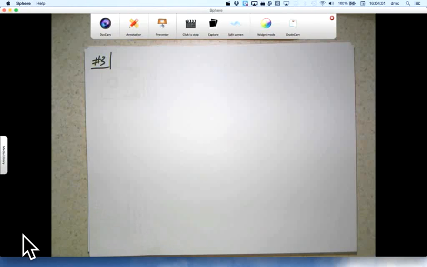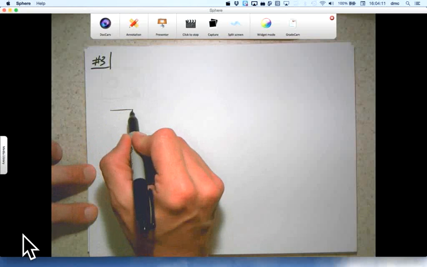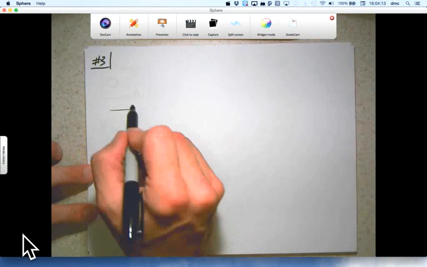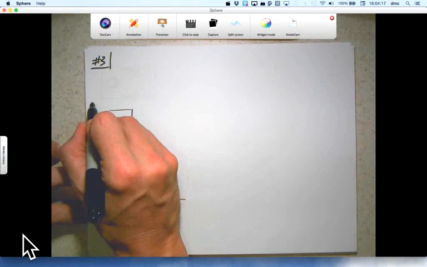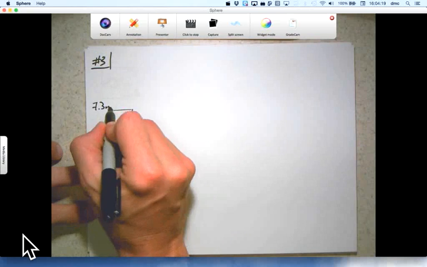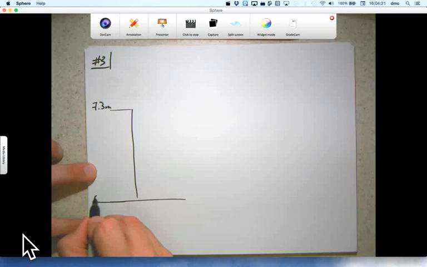1D motion practice, problem number 3. While standing at the edge of a roof of a 7.3 meter tall building, let's start drawing a diagram. So the very top of this is 7.3 meters, so I'm going to let that be the height there, and down here at ground level I'm going to let that be 0 meters.